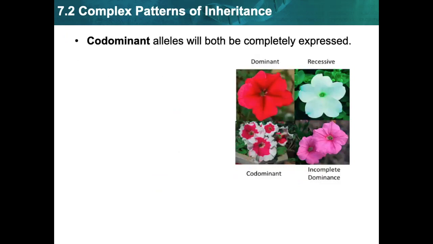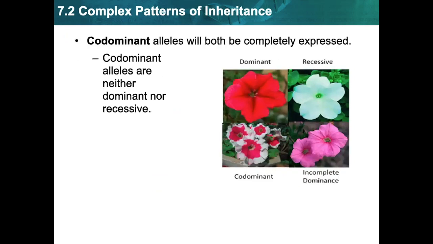The other possibility is codominance. In codominance, both genes are expressed completely. Codominant genes are not dominant or recessive. So you see both genes expressed. An example of that would be the very bottom left picture, where you can see that the flower has both red and white parts to it. So it's not a mixture of traits. It's not like the pink, where you had the red and the white mixed. They're both expressed, just in different areas.